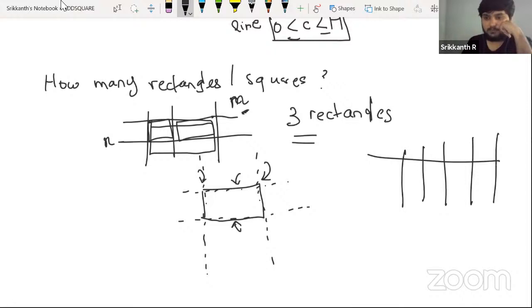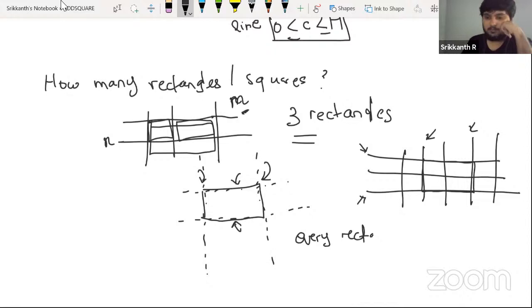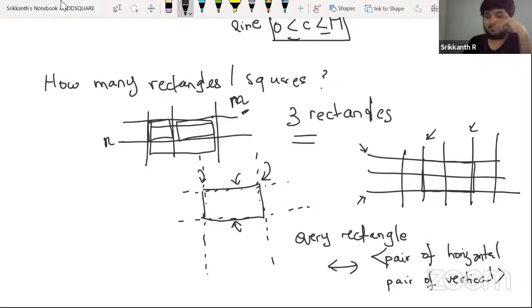So choose any pair of horizontal lines and any pair of vertical lines. Let's say we choose this pair, that corresponds to a rectangle in the diagram. So every rectangle corresponds to a pair of horizontal lines and a pair of vertical lines. And we can call this a pair as well, a pair of a pair of horizontal and a pair of vertical lines. So that gives you the number of rectangles, because every rectangle must be generated this way.